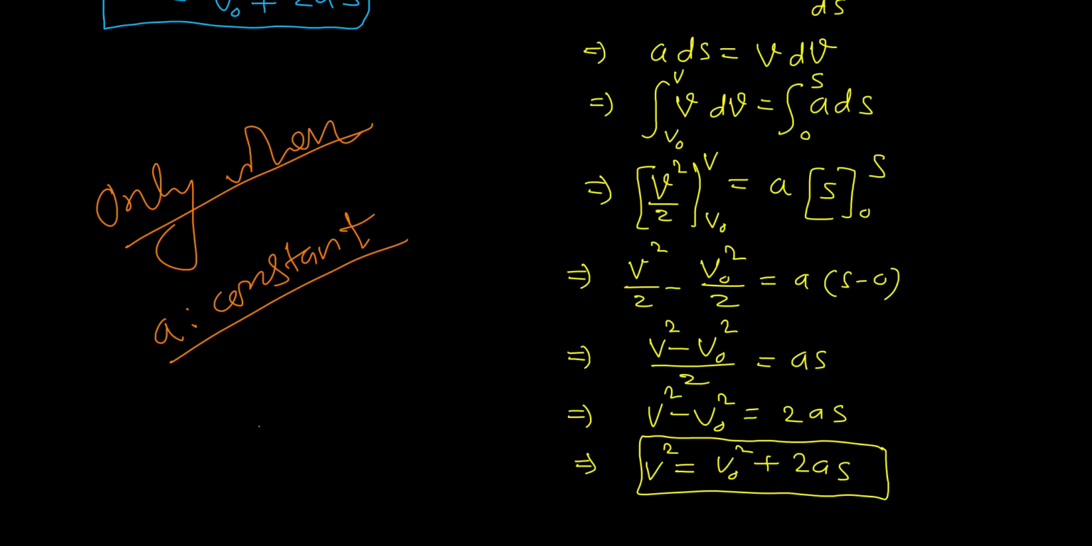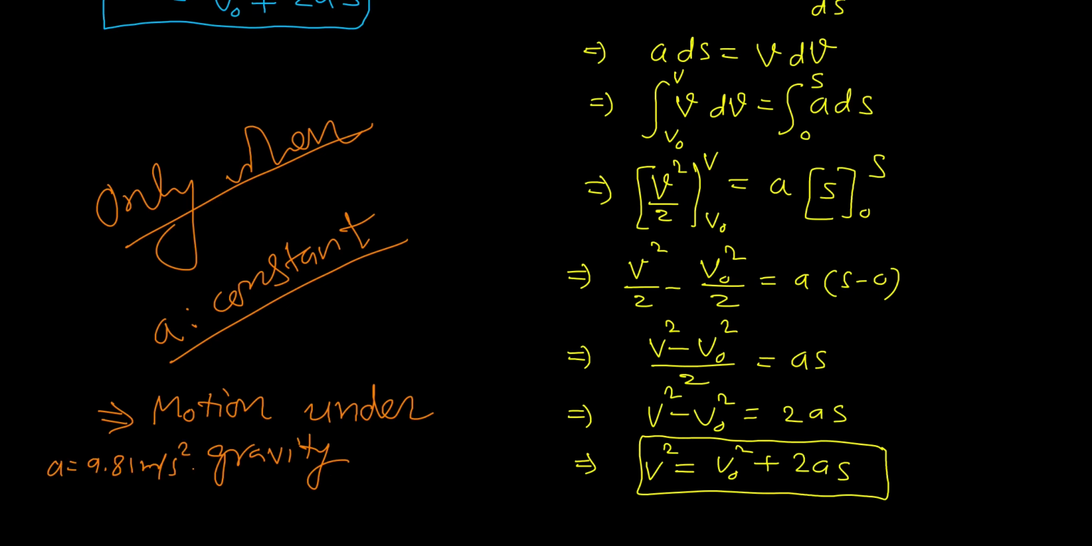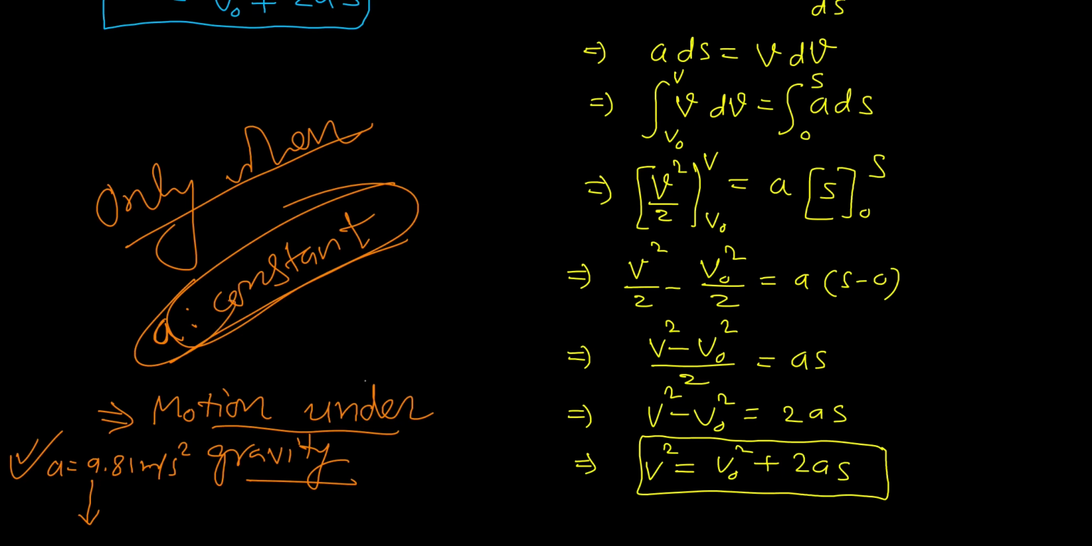One very familiar situation is motion under gravity. In motion under gravity, the acceleration is the acceleration due to gravity, and it is constant because its magnitude is 9.81 meter per second square, if you are not changing the place. Usually 9.81 meter per second square is taken as the magnitude. The direction is also always towards the center of the earth, or always vertically downward. So this is a kind of acceleration which has constant magnitude as well as constant direction. So motion under gravity is a kind of constant acceleration, and in constant acceleration situations you can apply the equations of motion.